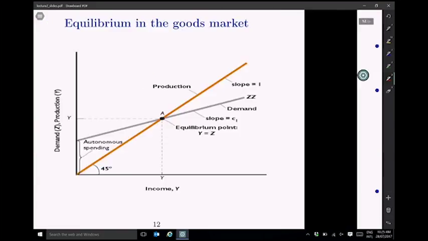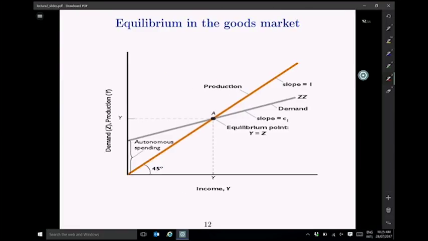Graphically, we can think of the following result in this diagram. What happened is we have two conditions, right? One is the definition of aggregate demand. So that is Z equals C plus I plus G, which is, I'm repeating what we had in the previous slide. So this is one condition, that's the definition of aggregate demand.